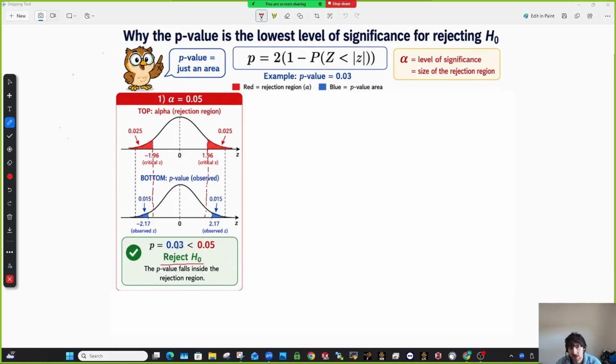It's a little bit more complicated to think that if the p-value is less than the level of significance, you reject H0. I think it's better and more visible to just think about where your p-value is. Is my p-value inside the rejection region? And if it is, well then you reject H0, okay?